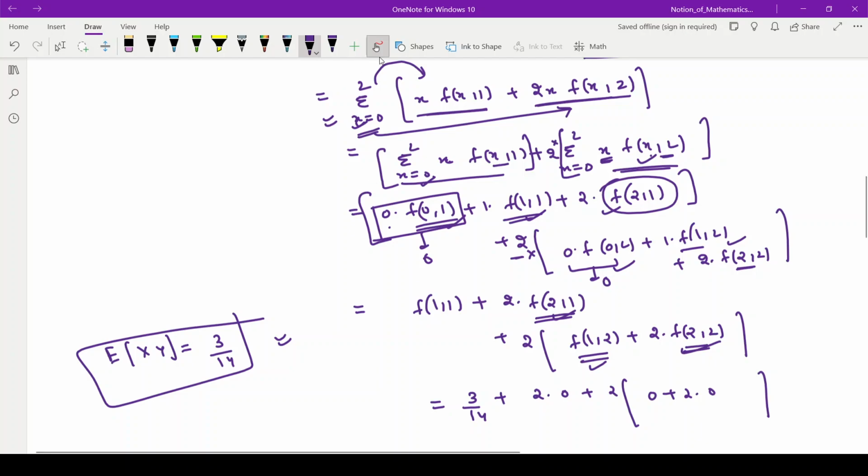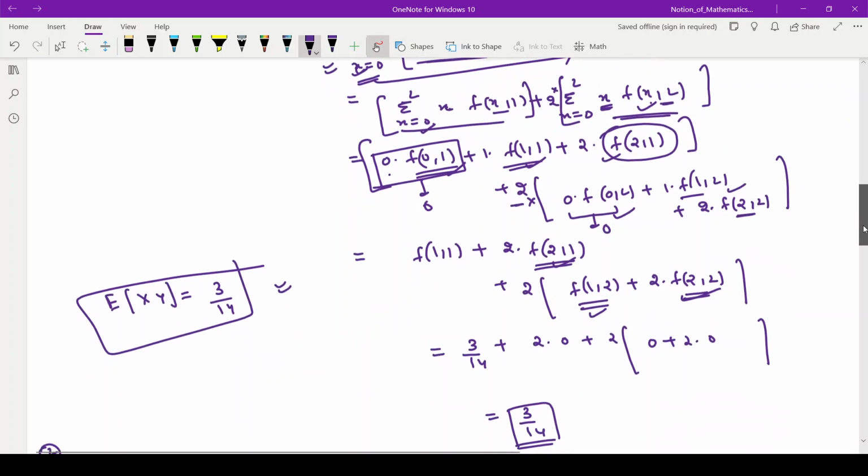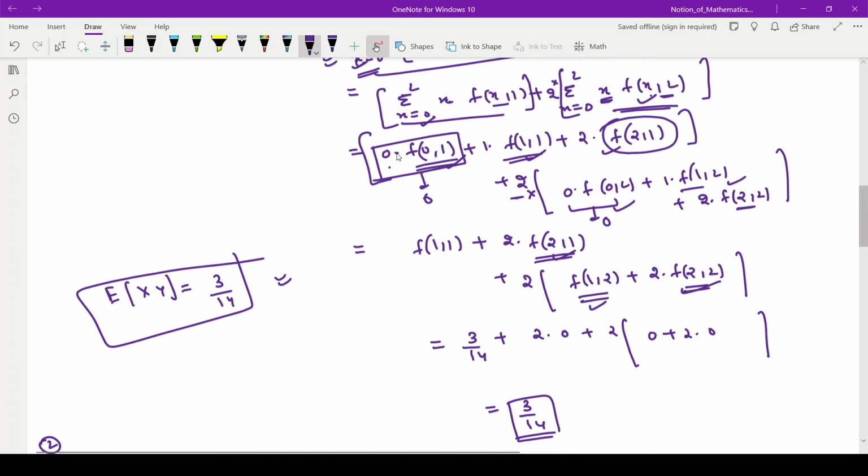So as we know, a few terms will be removed here. 0 into f01 is 0, so no problem. 0 into f02 is also 0, so we can remove it. So what terms are we left with here? This, 2 into this term, and 2 into this term. 4 terms we are left with. So I mean to say f11 plus 2 into f21 plus 2 into f12 plus 2 into f22.